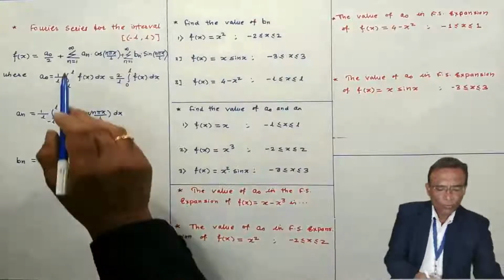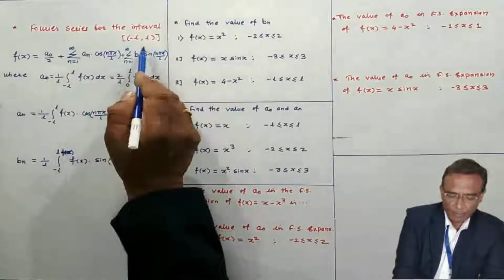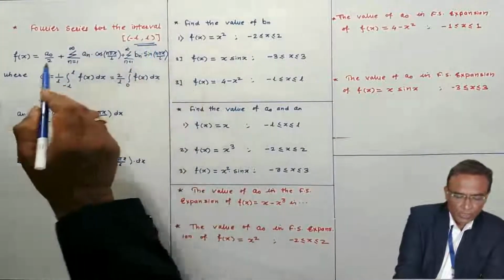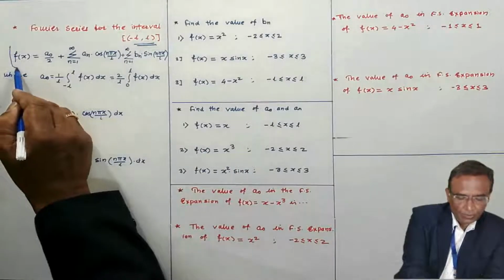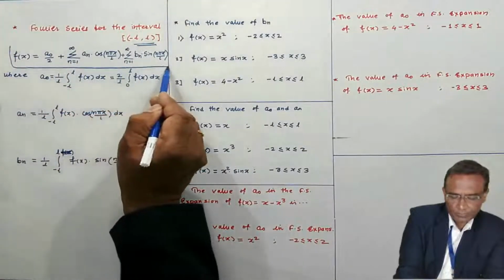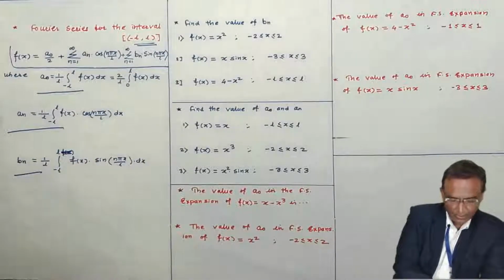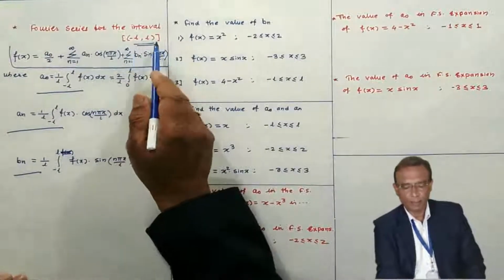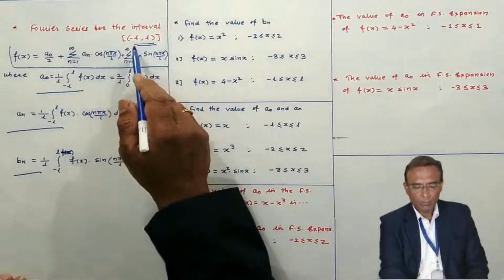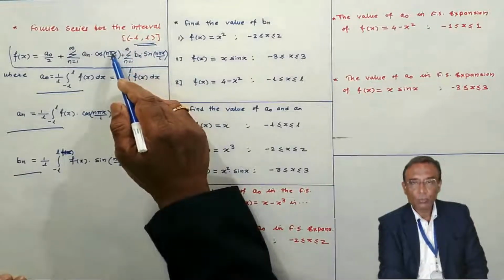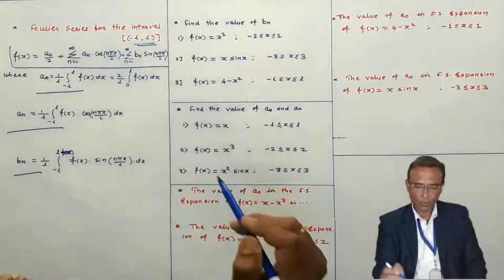Now, Fourier series for minus L to L. The formula is the same. See, this is the formula. This is the value of a0, this is the value of an, this is the value of bn, for minus pi to pi. But in minus L to L, this argument must be multiplied by pi by L, that's all.